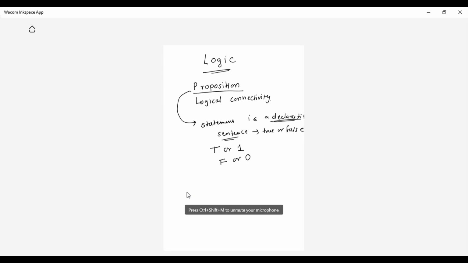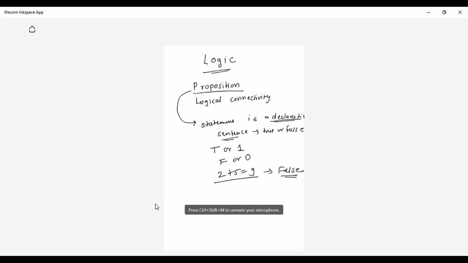Pune is a city. Value is true. There are 12 months in a year. The value is true. And if I'm writing 2 plus 5 is equal to 9, is it a proposition, students? Whether 2 plus 5 is equal to 9 is a proposition, anyone? Yes, ma'am. Yes, it is a proposition because it is giving me the value false.